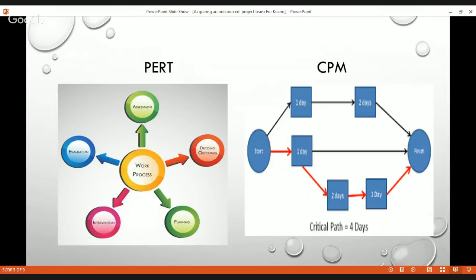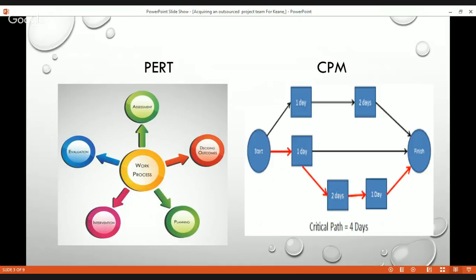We look at PERT and CPM methodologies of project management. PERT is program evaluation and review technique, and CPM, critical path method, helps project managers to plan the timing of projects involving sequential activities. PERT CPM charts illustrate the order of the steps and time needed to complete activities within a project.